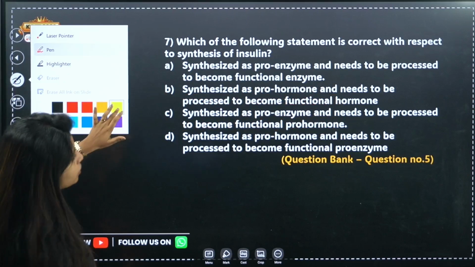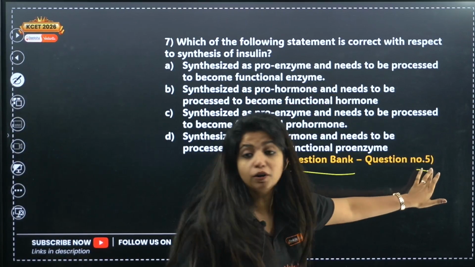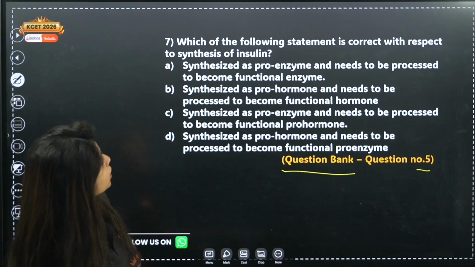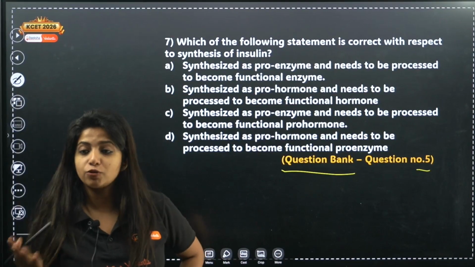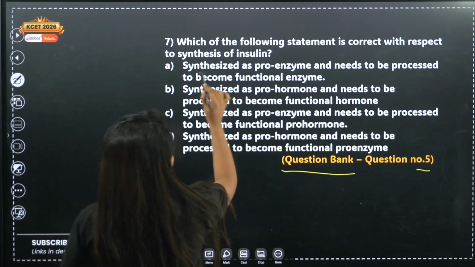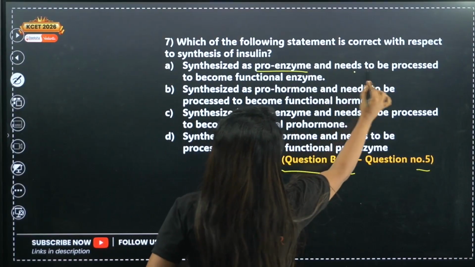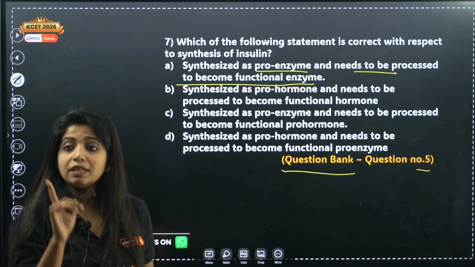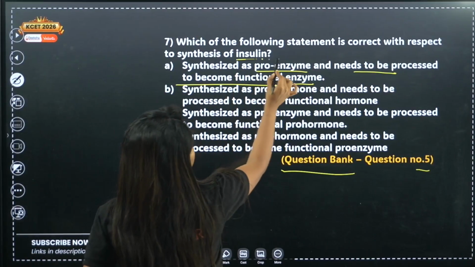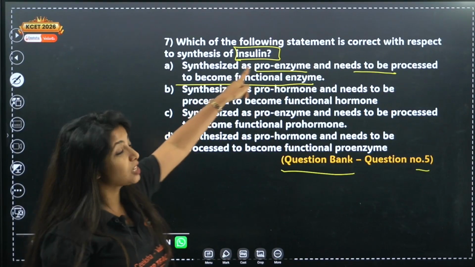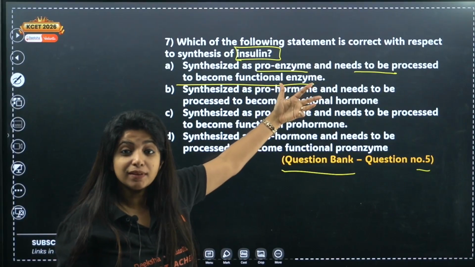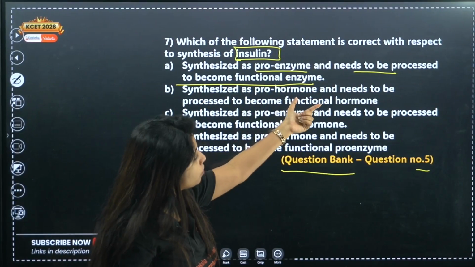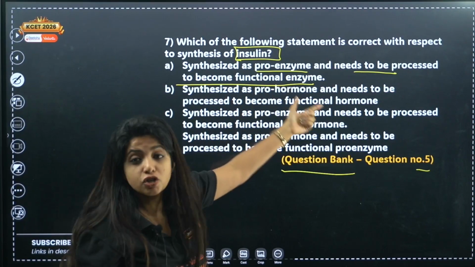So beginning with the 7th question, this is question bank question number 5 from part A category. Which of the following statements is correct with respect to synthesis of insulin? Now you will be able to solve more questions at a faster rate. Synthesized as proenzyme and needed to be processed to become functional enzyme. You are asked which statement is correct with respect to synthesis of insulin. Synthesized as proenzyme, is it an enzyme? Insulin is a hormone, not an enzyme. So synthesized as prohormone and needs to be processed to become functional hormone.